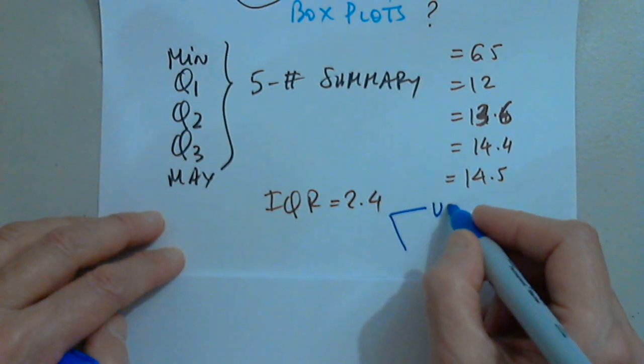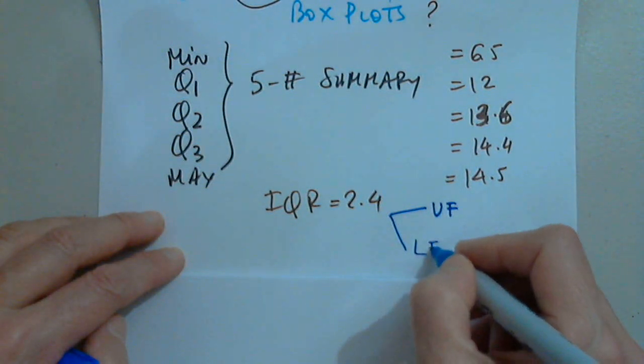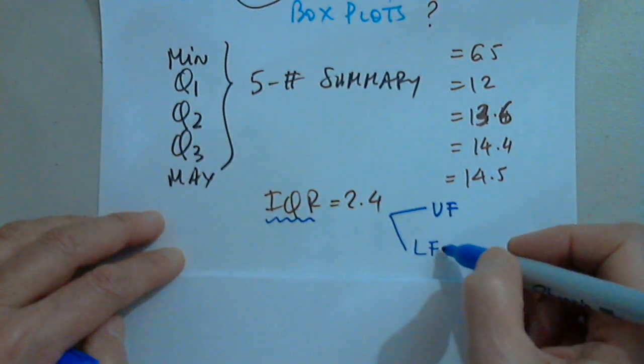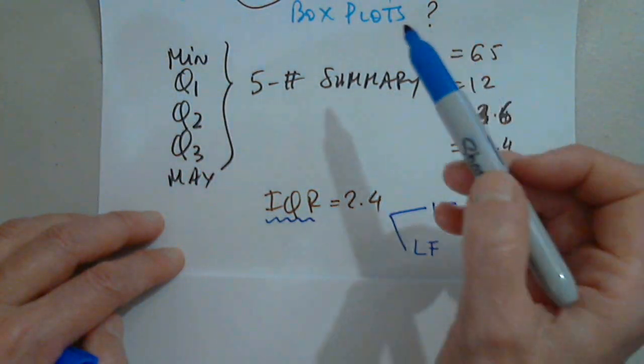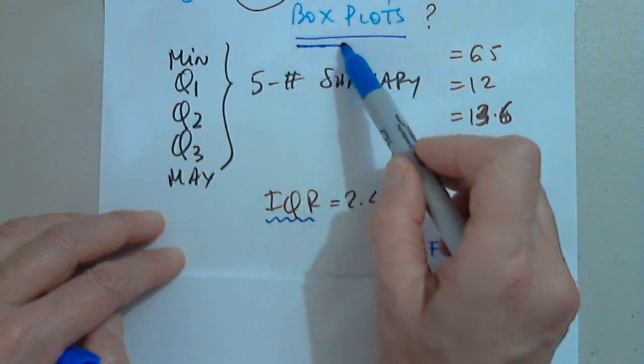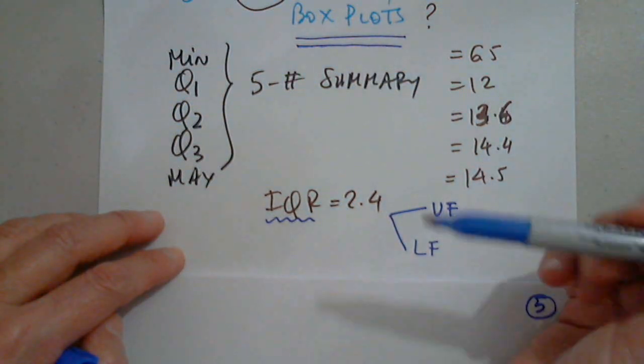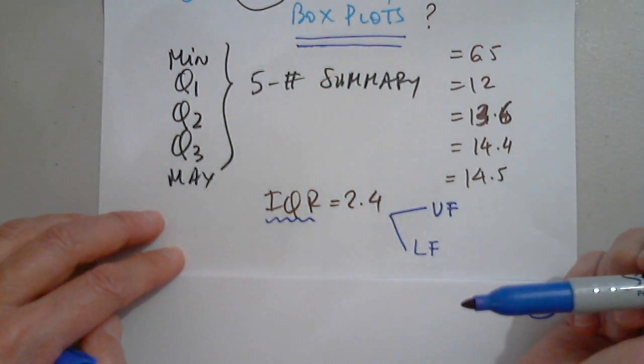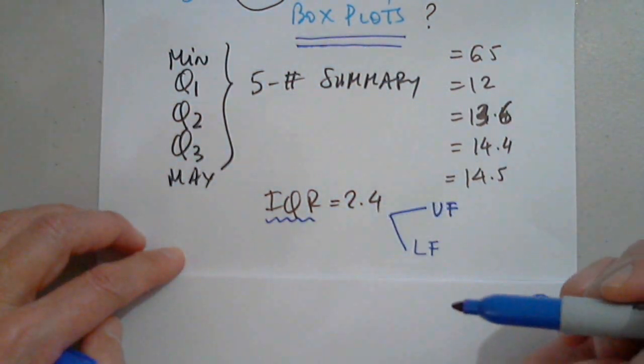It depends on the IQR. We will be able to determine the upper fence and the lower fence. Without the IQR, I will not be able to determine these, and therefore I will not be able to find or draw the box plot. Very good question, Gabe. Thank you. That's why I copied it.